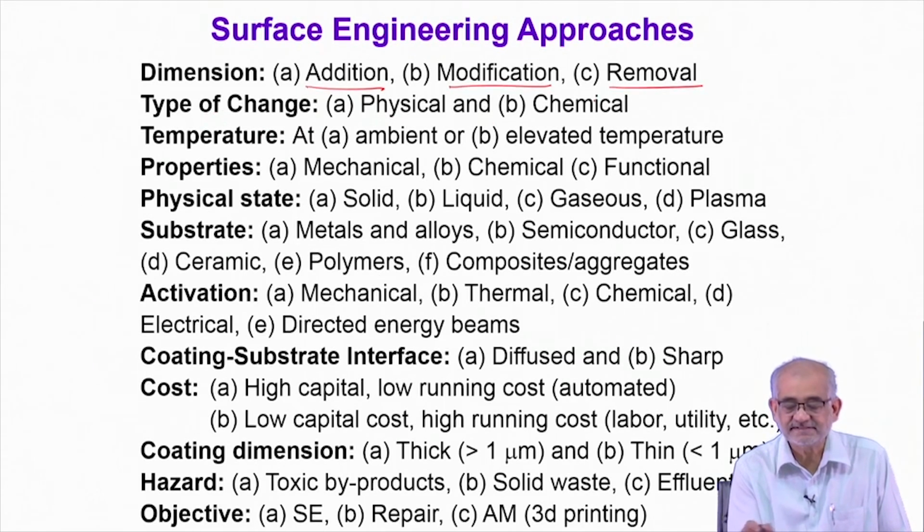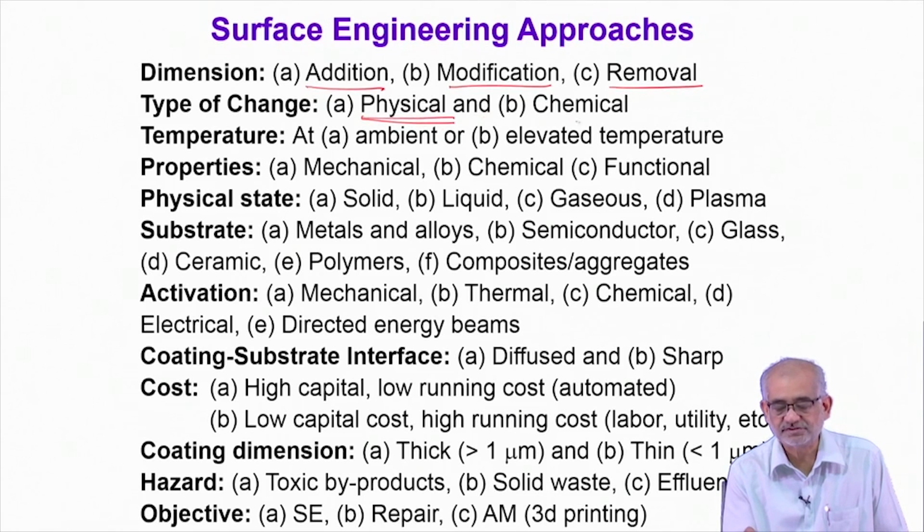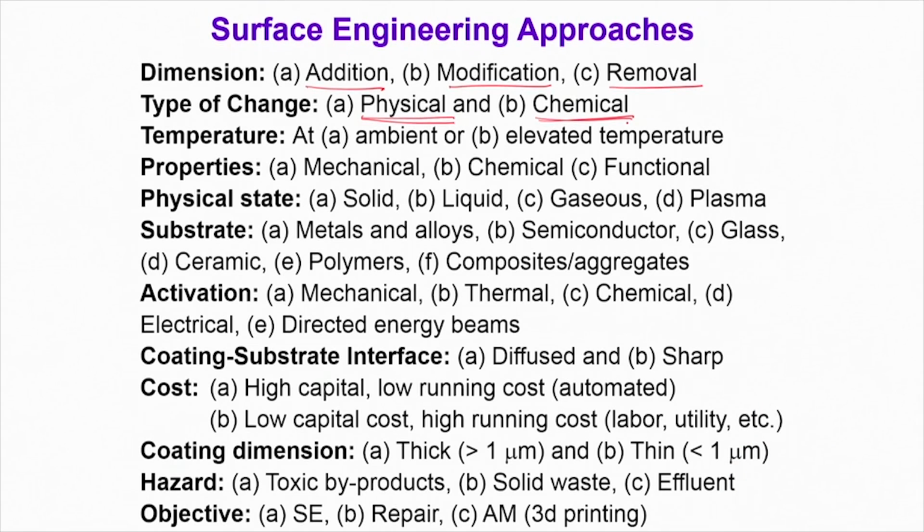The type of changes associated with any surface engineering process would be primarily of two types. When we don't change the composition and change only the microstructure, appearance and various other physical attributes, we call it physical approaches. Otherwise, in vast majority of surface engineering processes, we change the composition and we call them chemical surface engineering approaches. And these physical or chemical methods can be carried out either at ambient temperature or at elevated temperature.